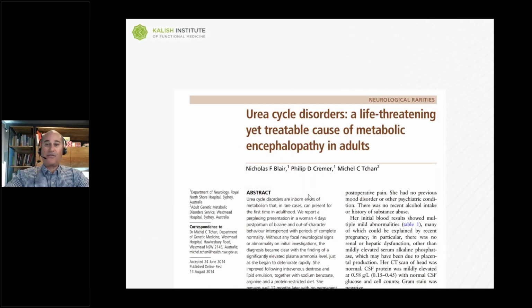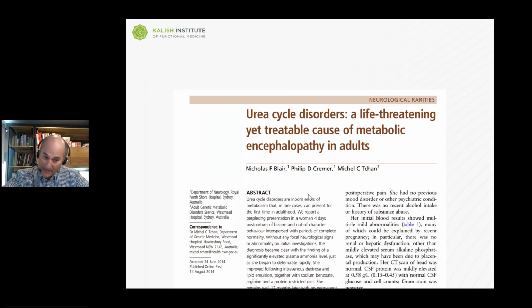And just for fun, I found these articles, like, look, this is a real article. Who are these people? Department of Neurology, the Royal North Shore Hospital in Australia. Urea cycle disorders are inborn errors of metabolism that in rare cases can present for the first time in adulthood. Rare cases, I don't know. If it's severe enough that you're in a hospital and these folks get a hold of you, it's pretty rare. But again, in my practice, it's like once a month. When I was busy, it would be like once a month.